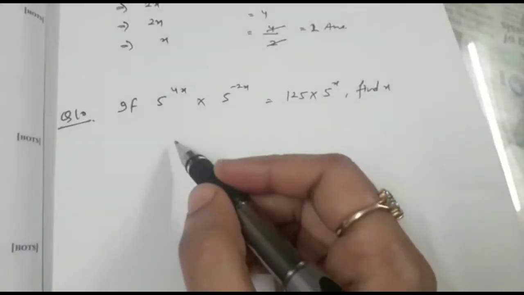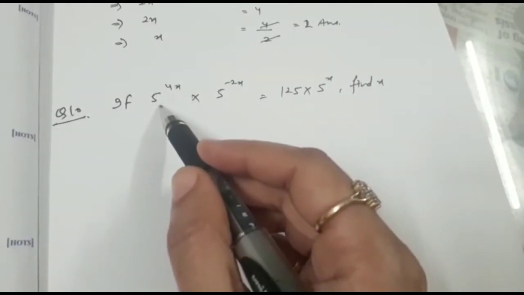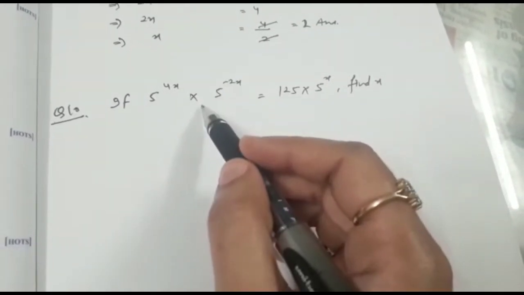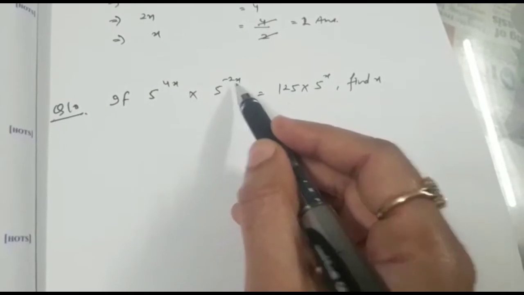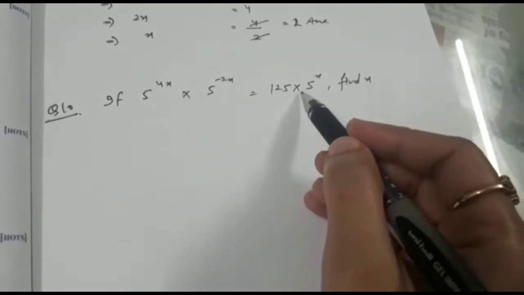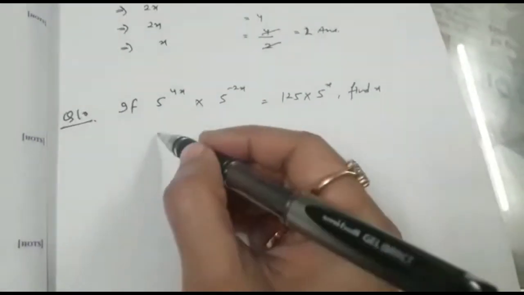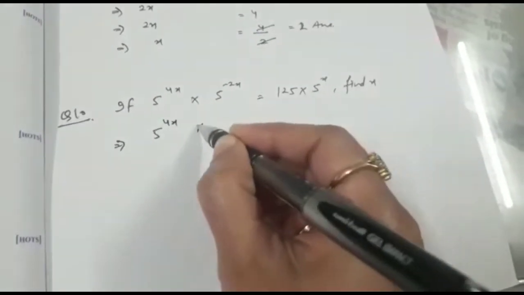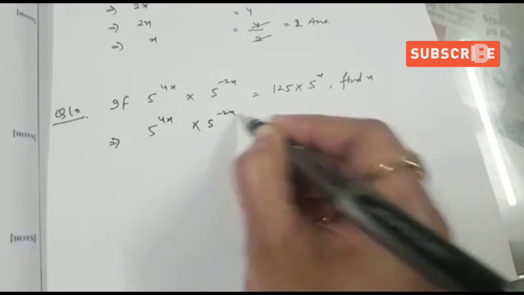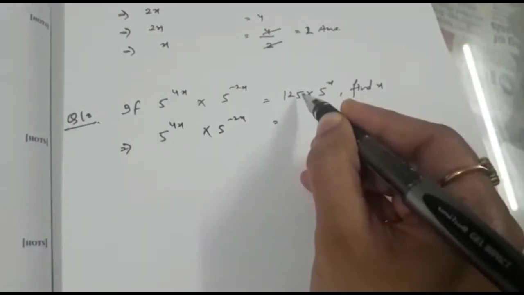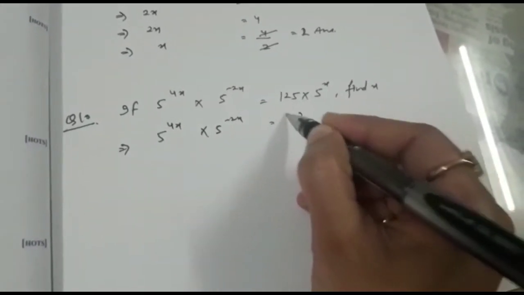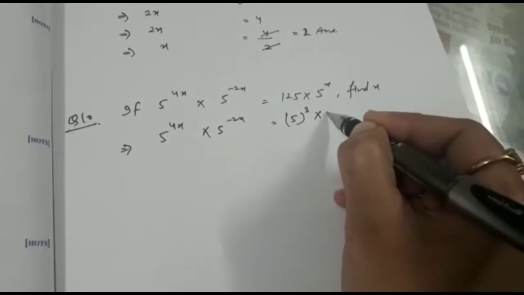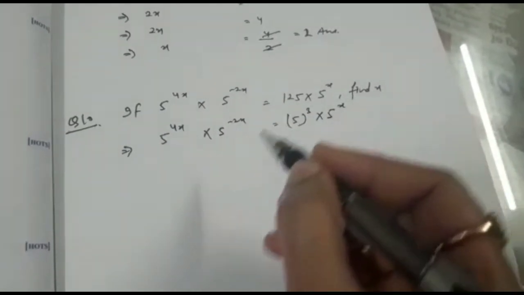In question number 10, we have been given 5 raised to the power 4x into 5 raised to the power minus 2x equal to 125 into 5 raised to the power x. So in our next step, we will write like this: 5 raised to the power minus 2x. 125 can be written as 5 raised to the power 3 into 5 raised to the power x.